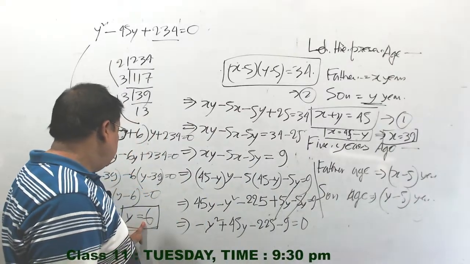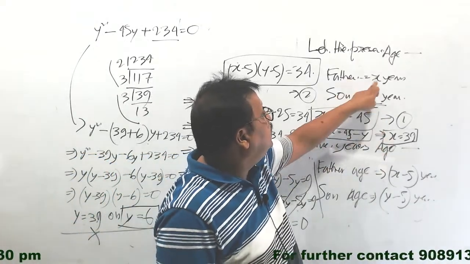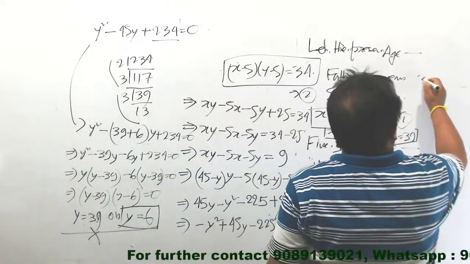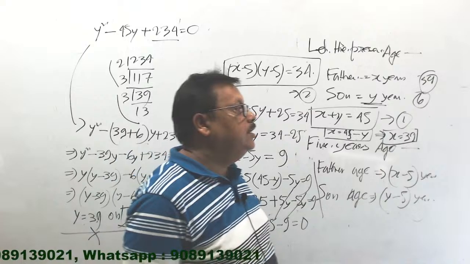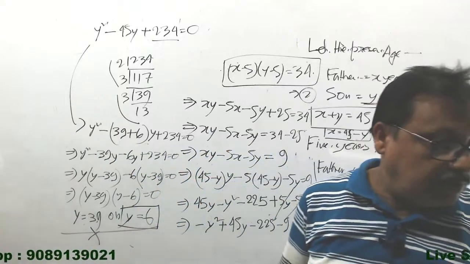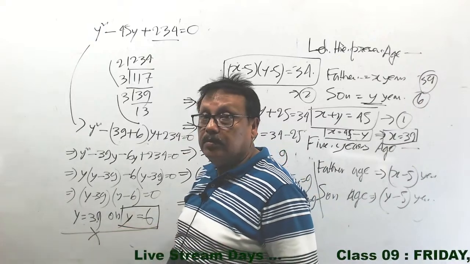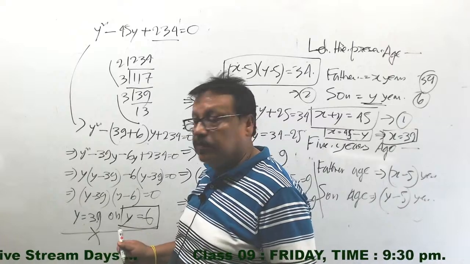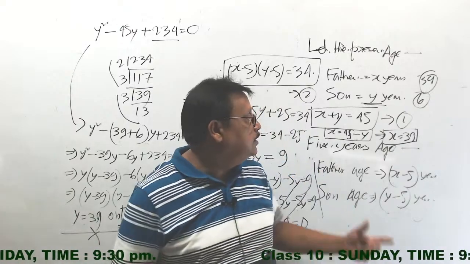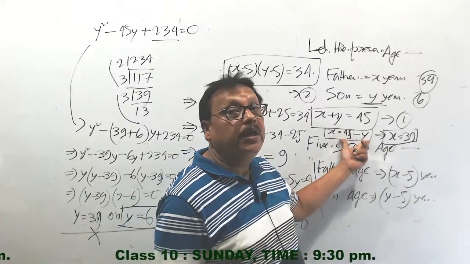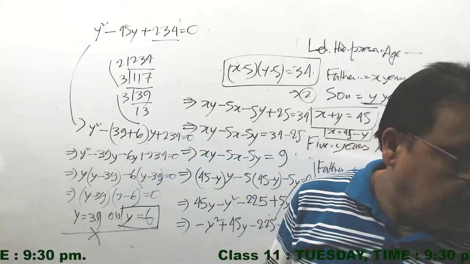So son's age 6 and father's age x is 39. That is 39 and 6. That is option A. Understood? Both below you can't consider. Both are positive, no problem. But 39 you can't accept. If you accept 39, see, from here x coming negative. Clear? Go to the next one.